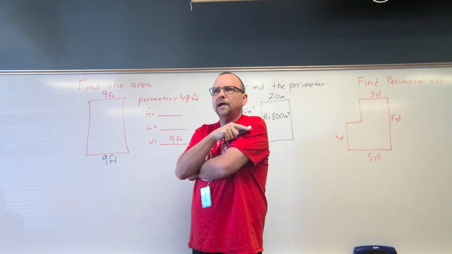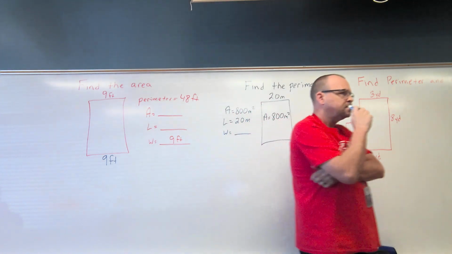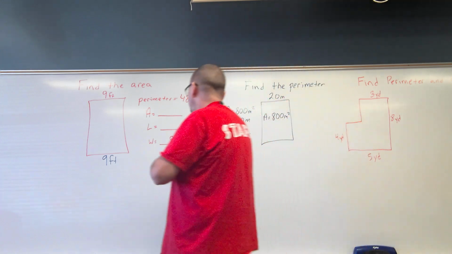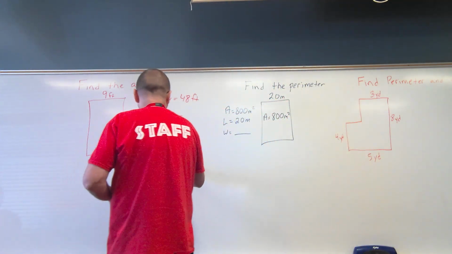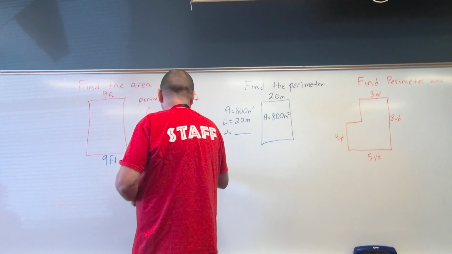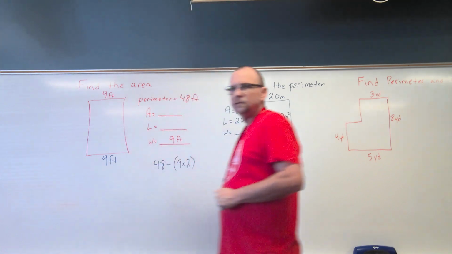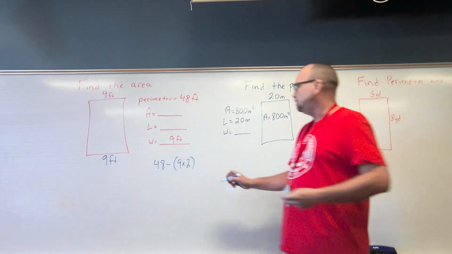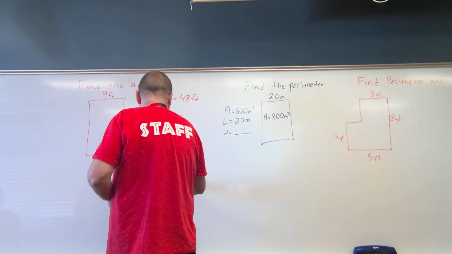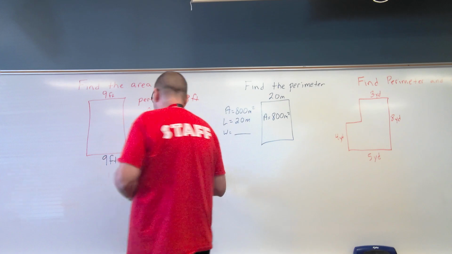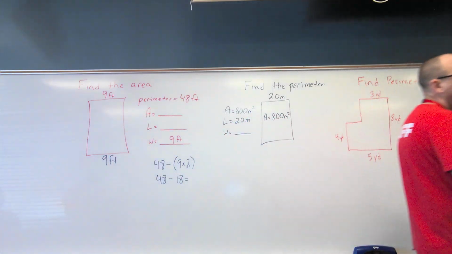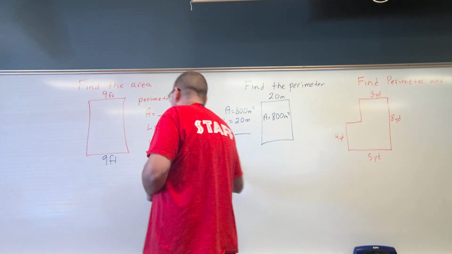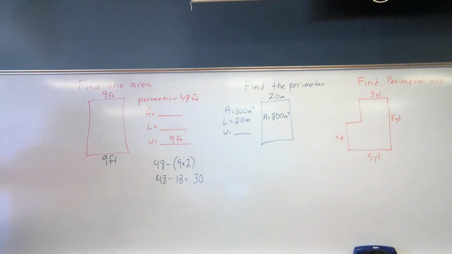Soraya? You would add 9 and 9 and then subtract that from 48. Good. Add 9 and 9. So 48 minus 9 times 2, right? Same thing. So we get 48 minus 18. And what did you say it was, Soraya? 30. So are you telling me that each of these sides is 30?